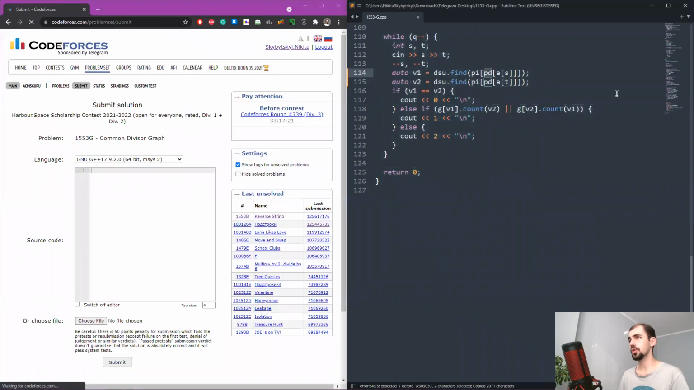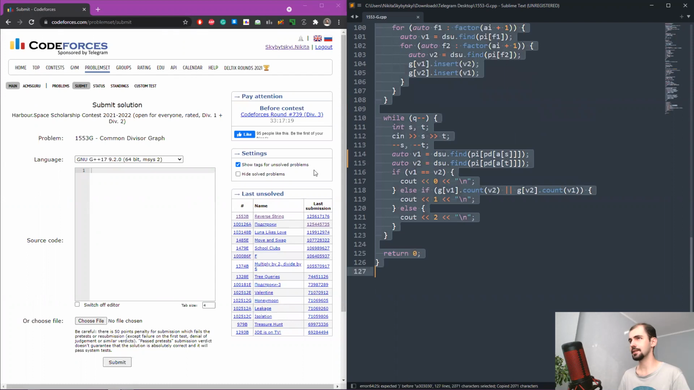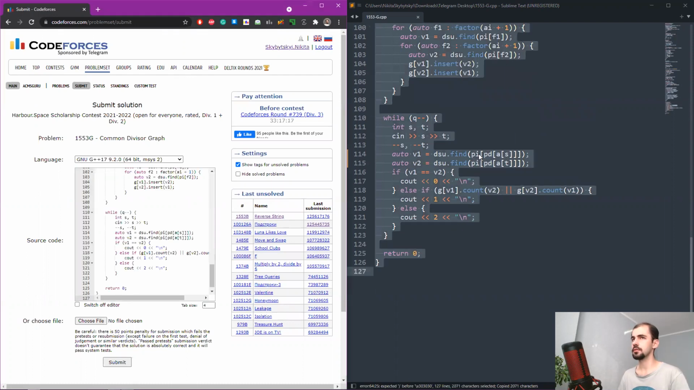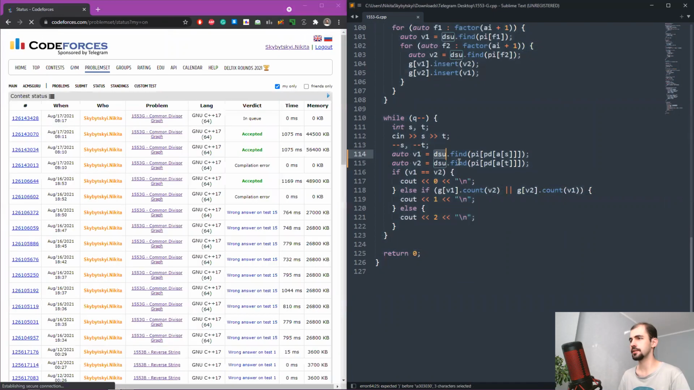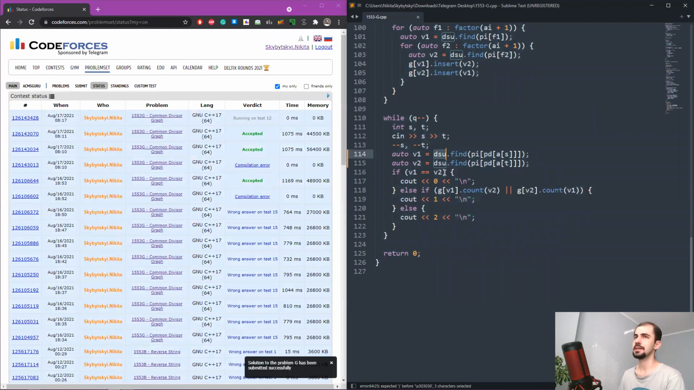Yeah, you just want some prime divisor of A_s and A_t. You want to, of course, convert them to indices in the list of primes and also call uFind so that you work with representatives.